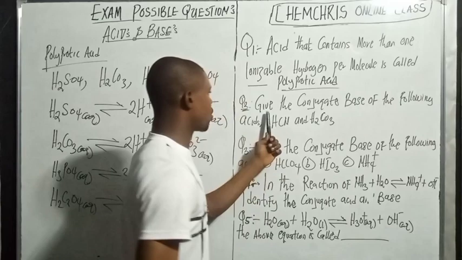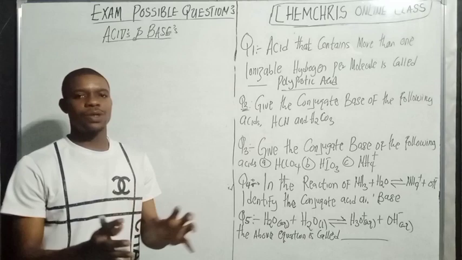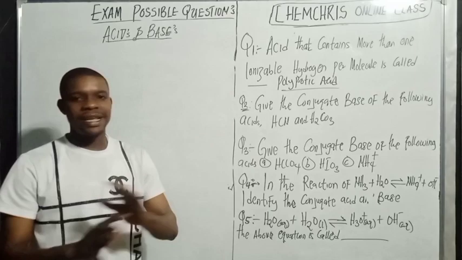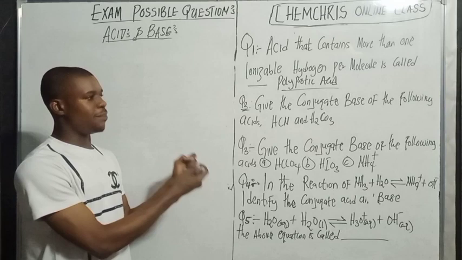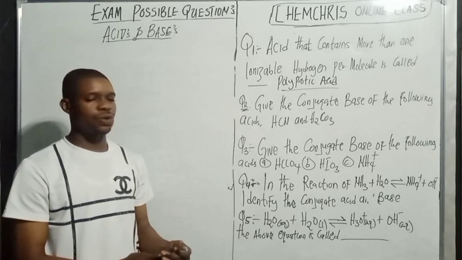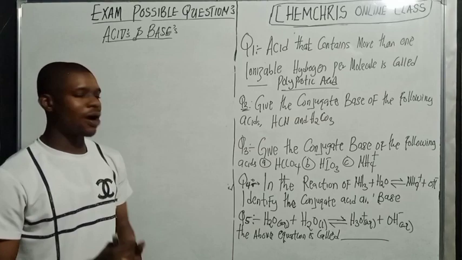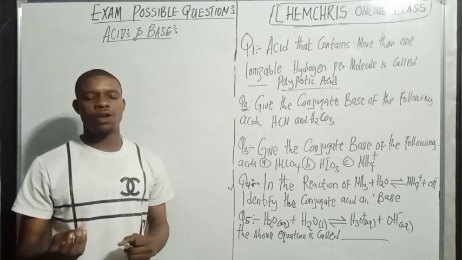Second question. Please pay attention here, because when I look through past questions, when it comes to acid and base, no matter the exam you're writing, you must see this question. So you want to pay close attention here. Give the conjugate base of the following acids: HCl and H2CO3. Now, the acid concept that I'm looking at is called the Bronsted-Lowry concept.